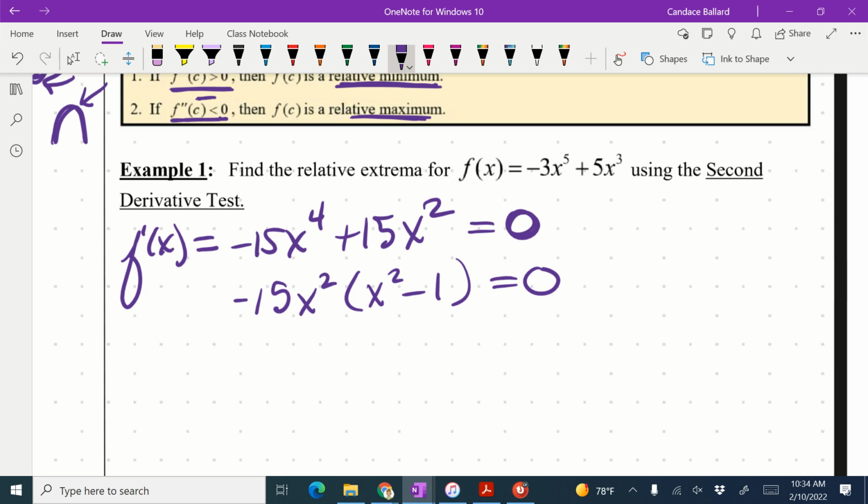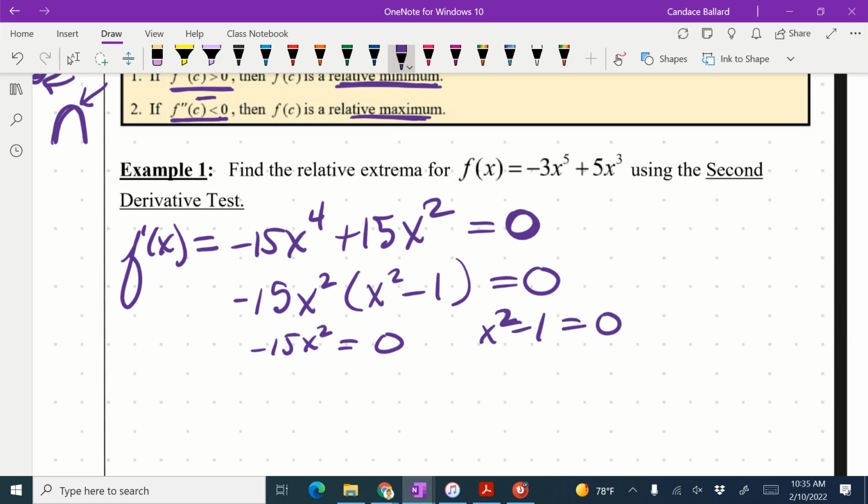Okay, do you agree with as far as I got? I could do a difference of squares, or I could just do zero product property, right? So it doesn't matter, your choice. So I'm going to get into my zero product property. So negative 15x squared equals 0, and x squared minus 1 equals 0.